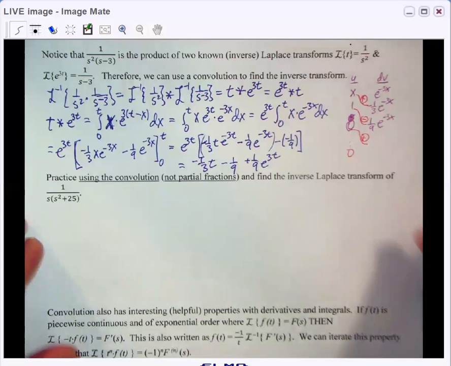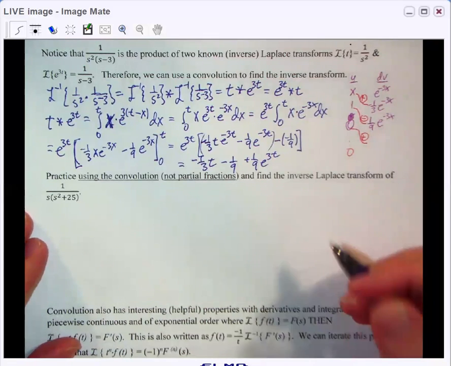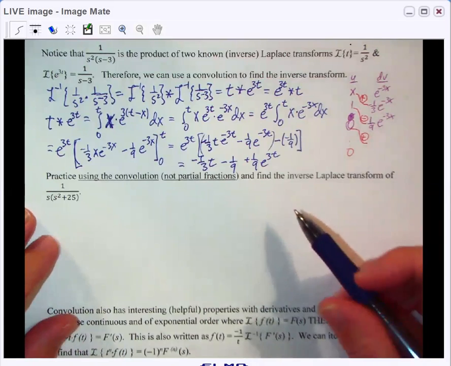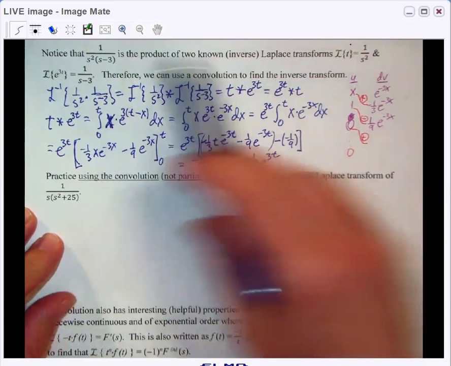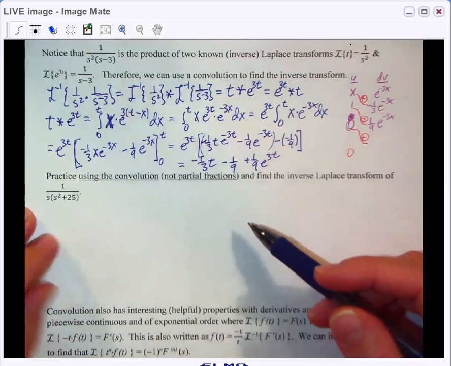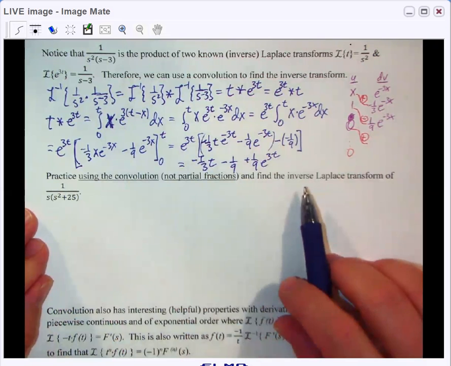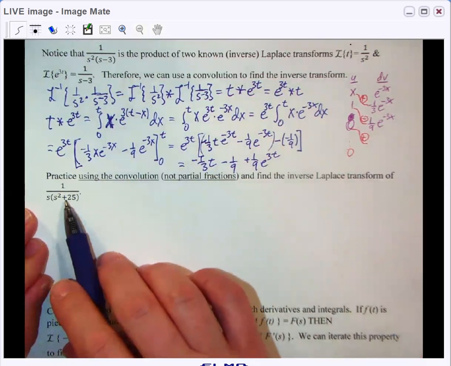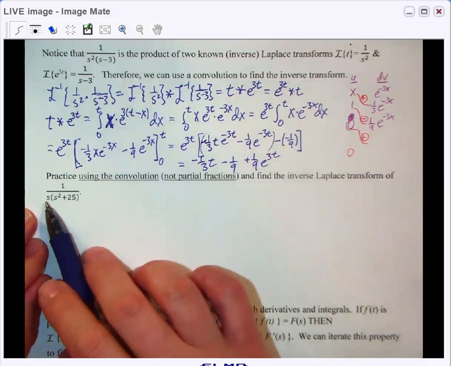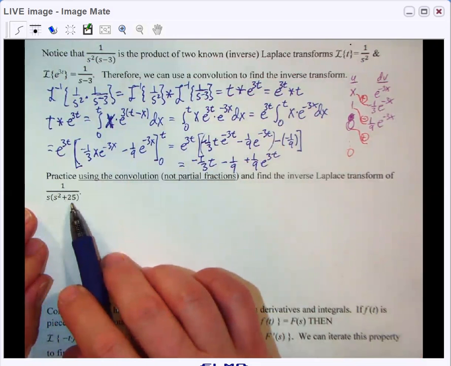All right, welcome back to part 4. So we've learned about the convolution and we practiced on a problem earlier. So just to show that we can do it, let's use the convolution, not partial fractions, to find the inverse Laplace transform of this, where this is 1 over the quantity s times s squared plus 25.